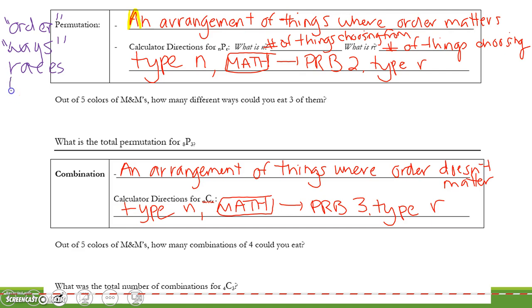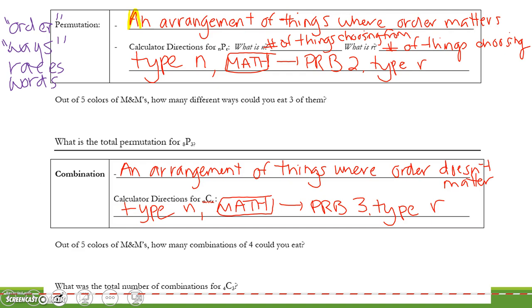Also, if we're talking about words, order matters when you're making words. If you have the two letters O and N, it matters if the O comes first. If the O comes first, it's "on." If the O comes second, it is now "no." So it matters what order it goes in.